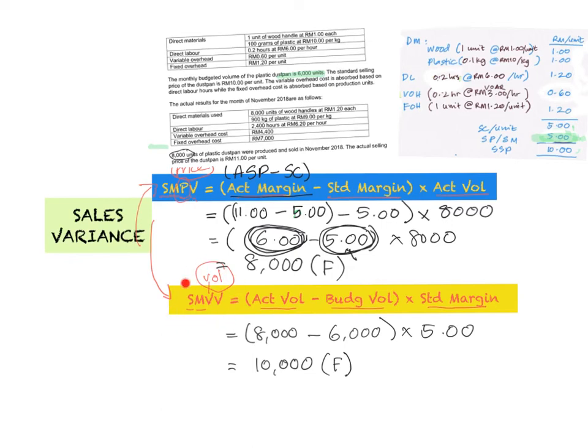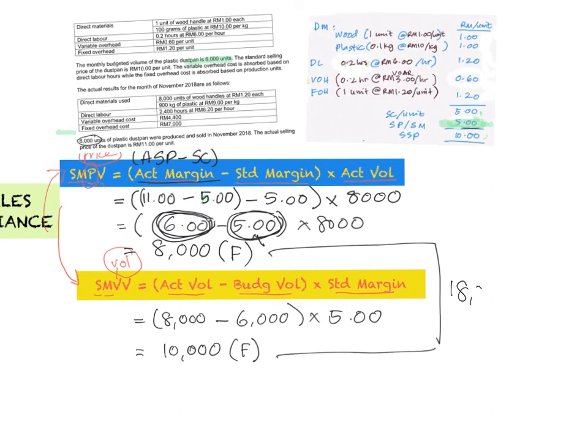As for the volume variance, we look at the actual units sold as compared to the budgeted units sold, times the standard margin. So you can see that you have about a 10,000 favorable variance. From this case, the business has an 18,000 favorable sales variance, which means the company is doing better than the standard in terms of its sales. That 18,000 comes from 10,000 from the volume variance, because they can sell more than what has been budgeted, and 8,000 from the price variance, because they can sell at a higher margin as compared to the standard.